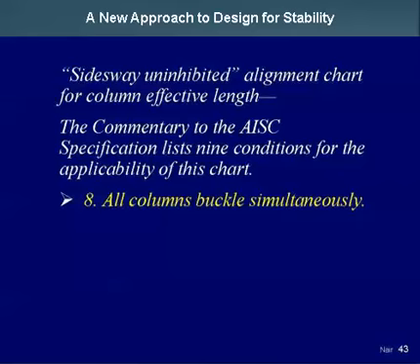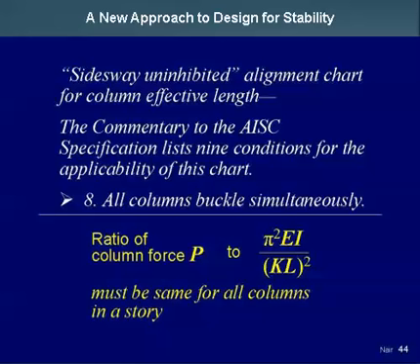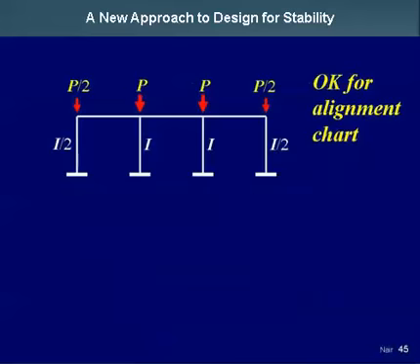And number 8 of the 9 says the assumption that this chart is based on is that all columns buckle simultaneously. What does that mean? Well, it means that the ratio of the column force P to pi squared EI over KL squared must be the same for all the columns in the story. Is this true? Is this ever true? Well, it can be true.